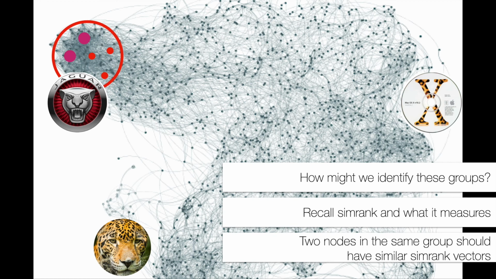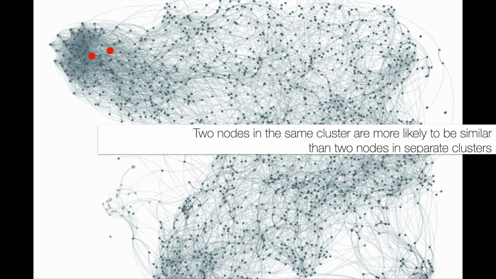What's valuable here is that these two nodes that you might have clicked on, these two purple nodes, should have very similar SimRank vectors, so that regardless of whether you start on the node on the left or the node on the top, you're just as likely to end on one of these other three high SimRank nodes. So this gives us a nice insight: if we look at two random nodes that are close together in the graph, we should expect them to be similar to each other.